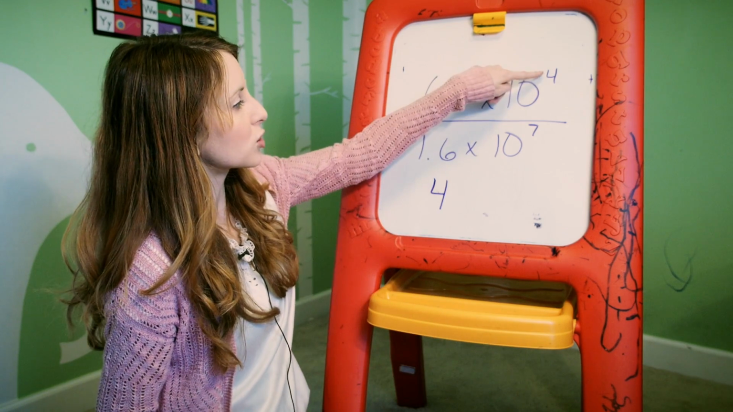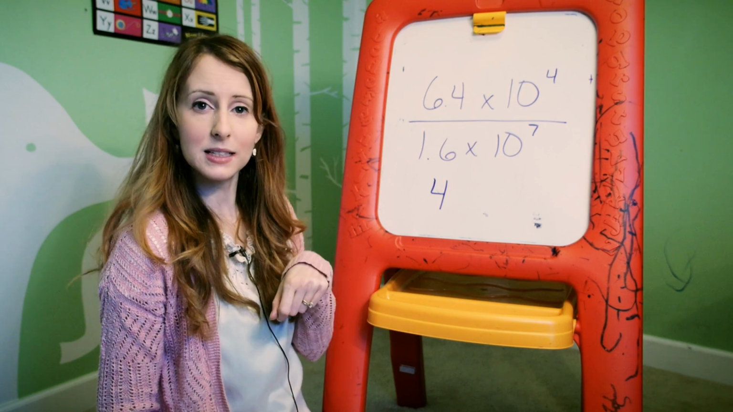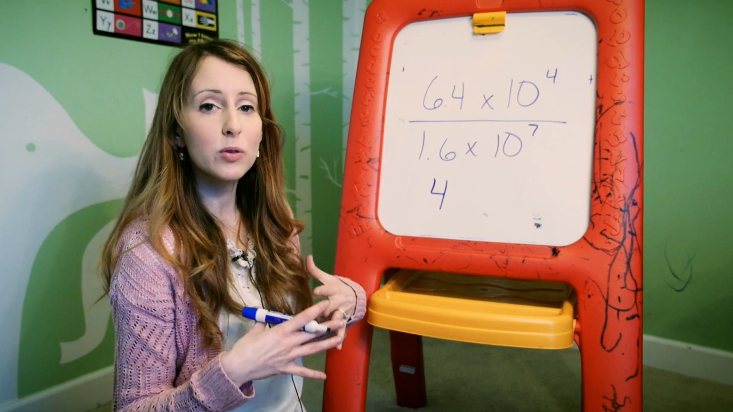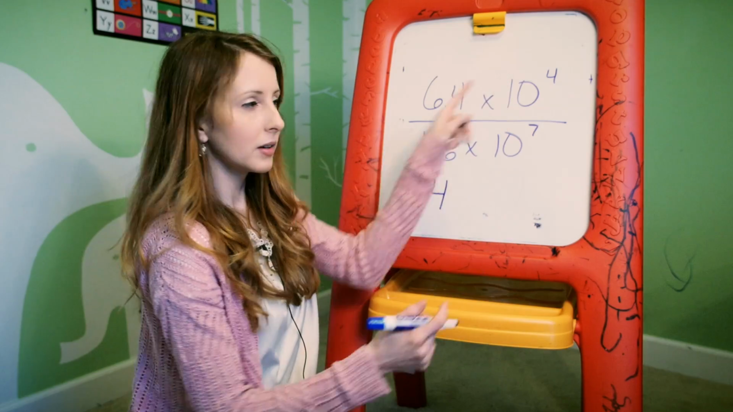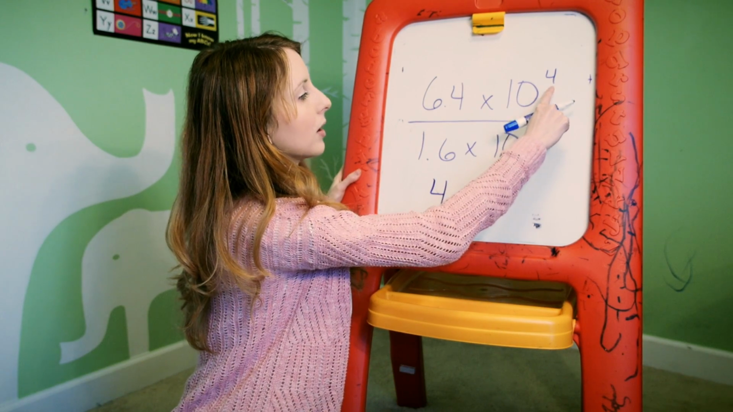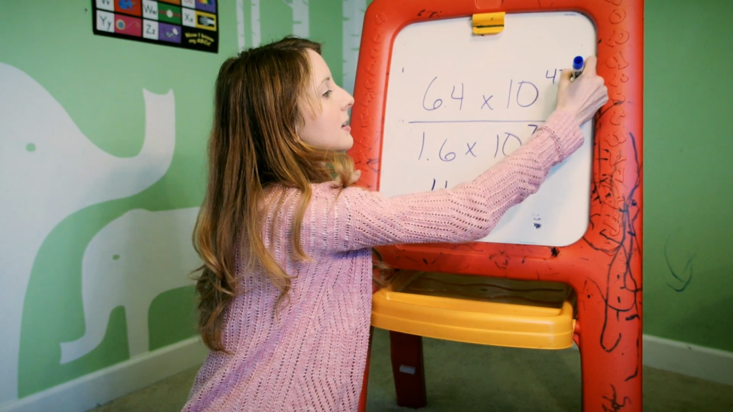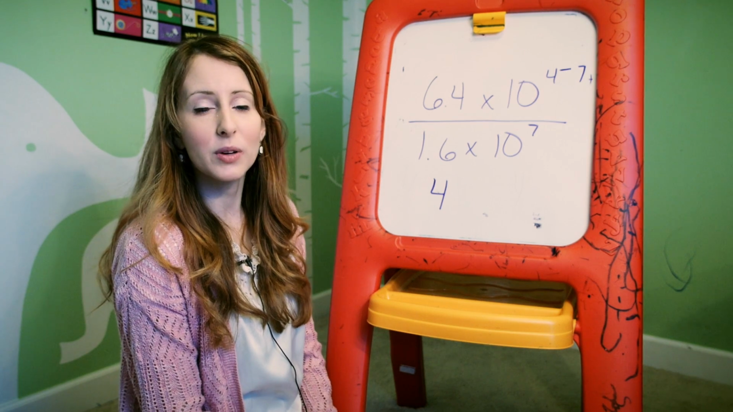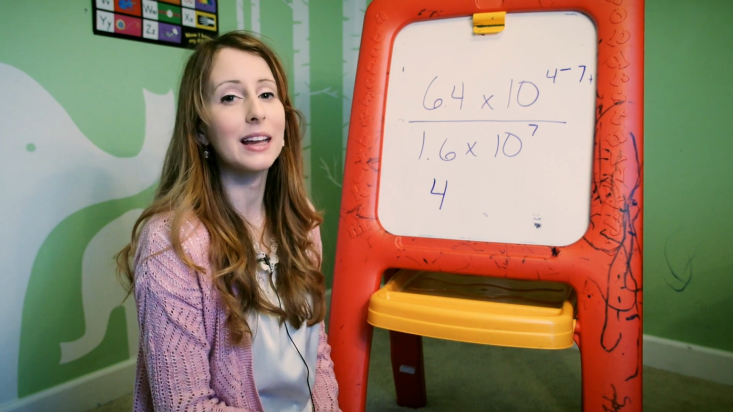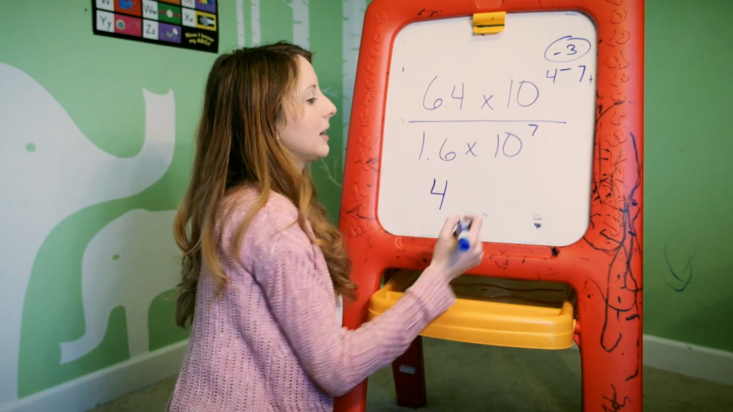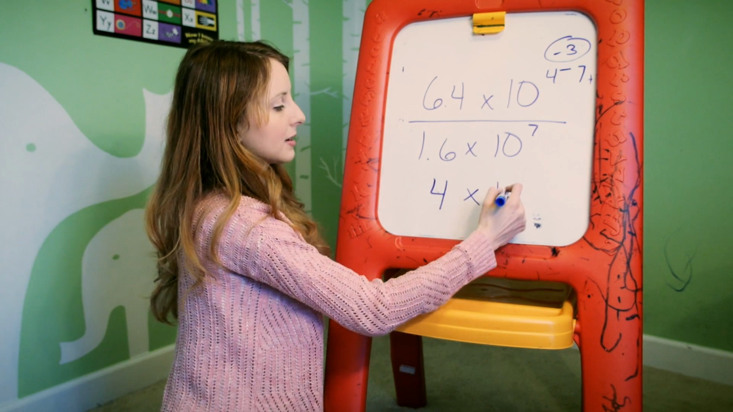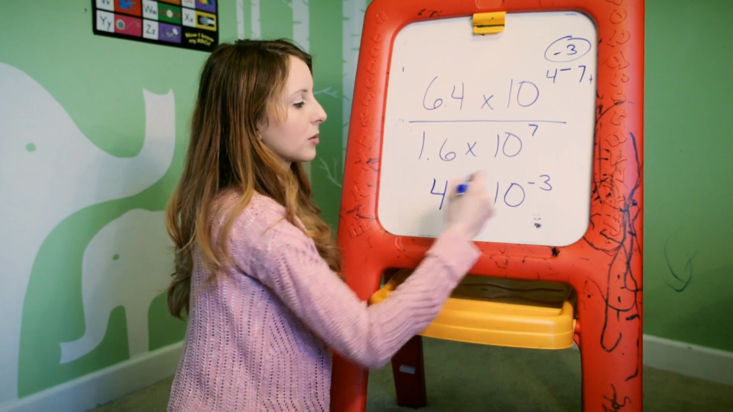And then we're going to subtract the exponents. Now you always subtract the bottom exponent from the top. So essentially you're going to take 4 minus 7. 4 minus 7 would obviously come to a negative number, negative 3. So your new exponent is negative 3. Our answer is 4 times 10 to the negative 3rd power.